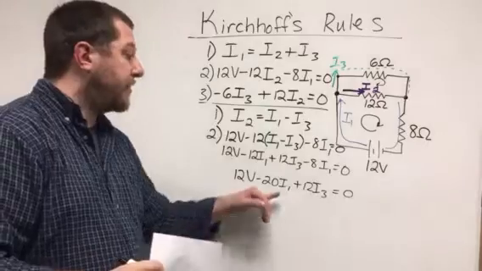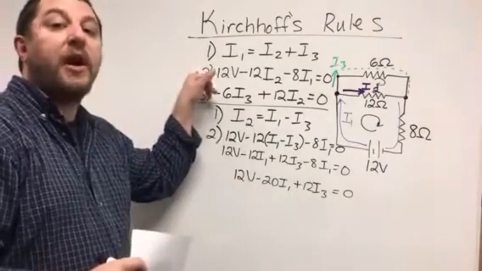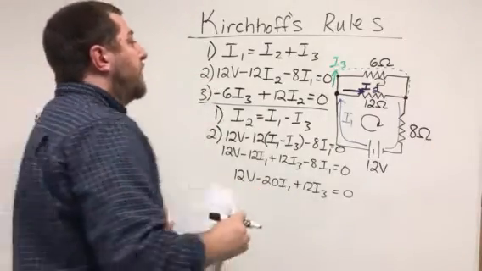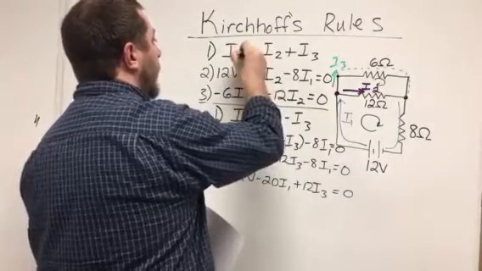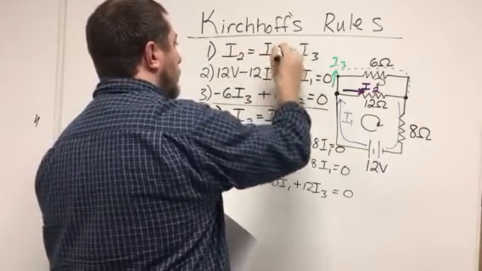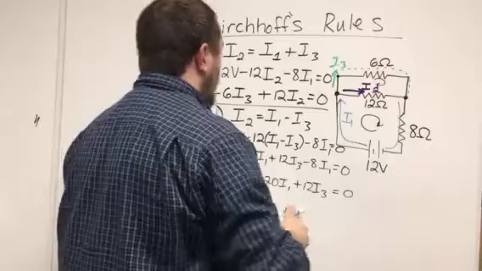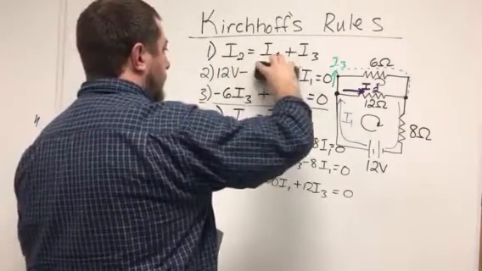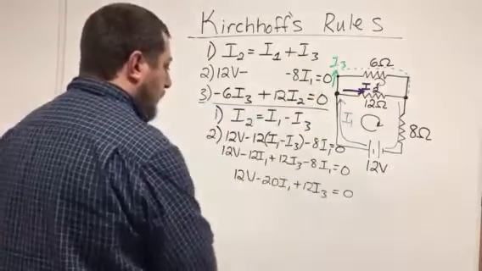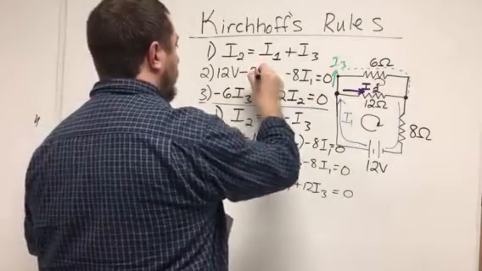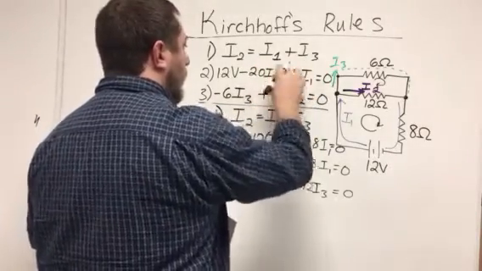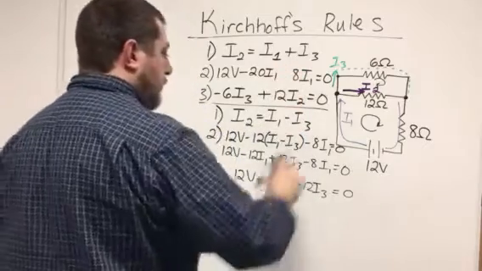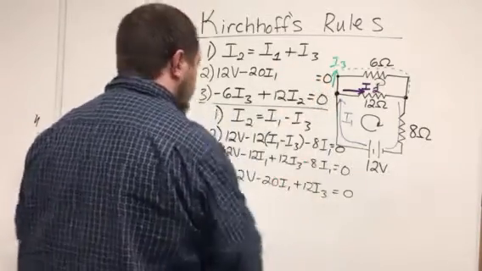And to save space, I'm going to rewrite this equation up here where equation 2 is. And in fact, I'll go ahead and rewrite equation 1 as well. Okay, so equation 2 now says 12 minus 20I1 plus 12I3.